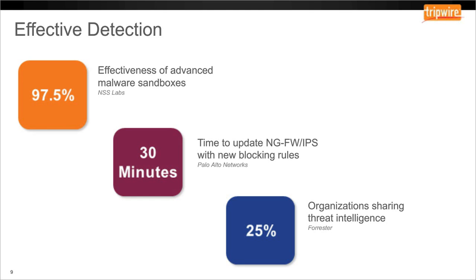If we can deliver advanced malware to these sandboxes, network vendors are all creating integration points so that the behavior of the malware can be automatically turned into blocking rules, preventing command and control or the exfiltration of data. And those rules can be in place across firewalls worldwide within 30 minutes of the first instance of the malware being detected.